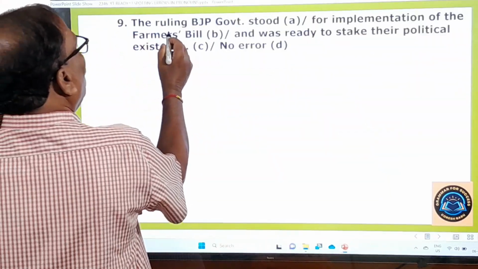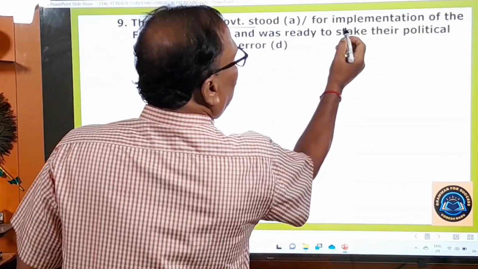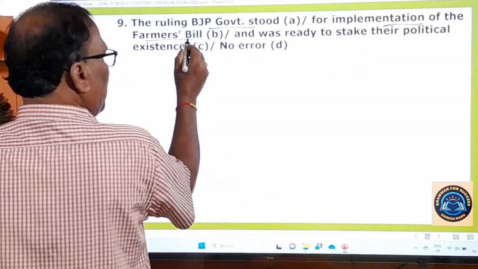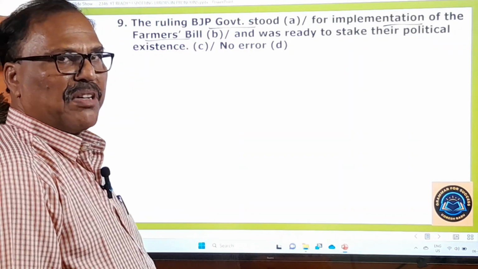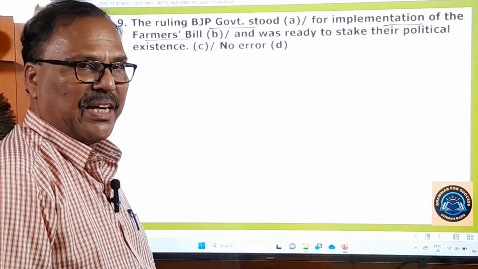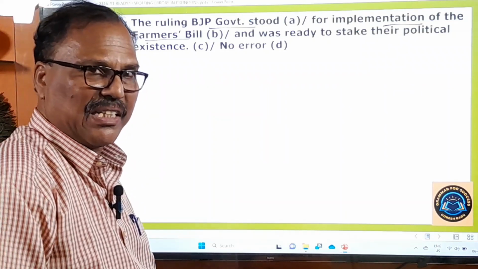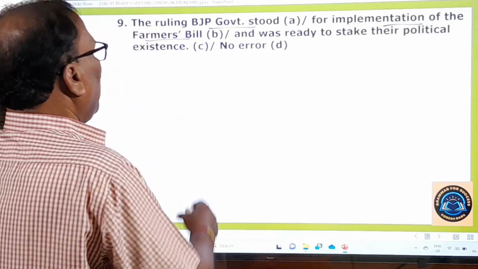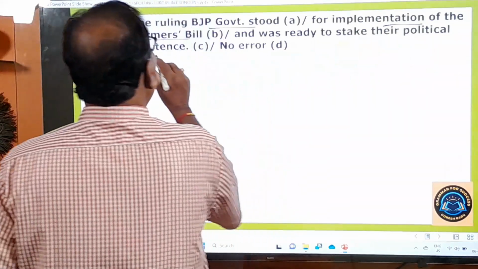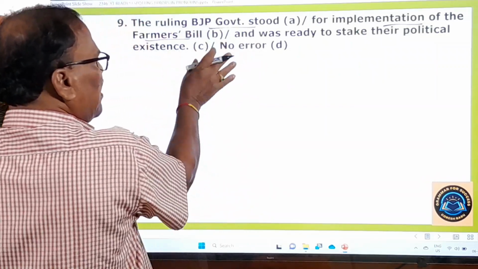Ninth one: the ruling BJP government stood for implementation of the farmers bill and was ready to stake their political existence. You know about the farmers bill. Haryana, Punjab, Chandigarh farmers fought very vigorously against the government to abolish this bill and all that. So this is the latest example.